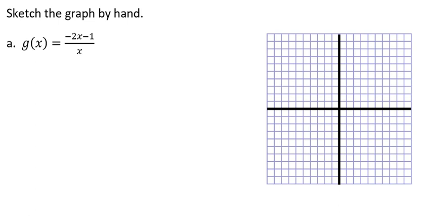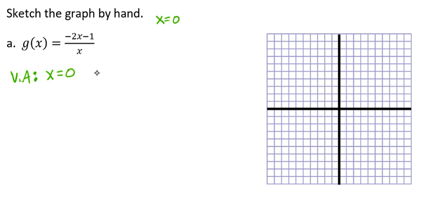In this video, we're going to be sketching rational functions by hand. So here we have g of x equals negative 2x minus 1 over x. The first thing that we want to do is find our vertical asymptote. To do that, we need to take our denominator and set it equal to 0 and solve, which we did. That's going to give us a value of x equals 0.